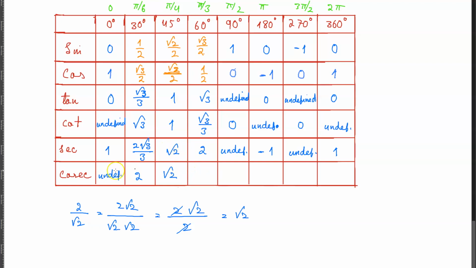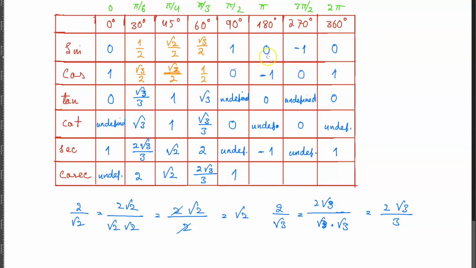And the cosecant of 60 degrees is the reciprocal of square root of 3 by 2, which is 2 over square root of 3, which is the same thing as 2 square root of 3 over square root of 3 times square root of 3, which is equal to 2 square root of 3 thirds. And the cosecant of 90 degrees is the reciprocal of 1, which is equal to 1.